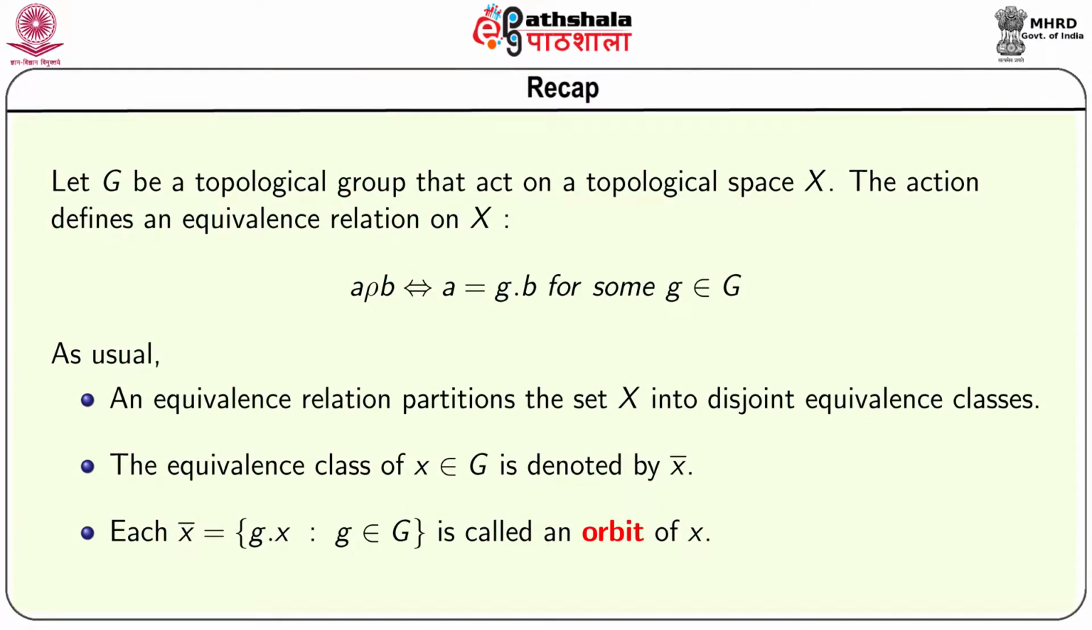Let us recapitulate a few things. Suppose G is a topological group that acts on a topological space X, then the action defines an equivalence relation on the space X. As usual, this equivalence relation partitions the set into disjoint equivalence classes, and the equivalence classes are denoted by x bar for each x belonging to X. Now, these x bars are called orbits of the points of capital X.